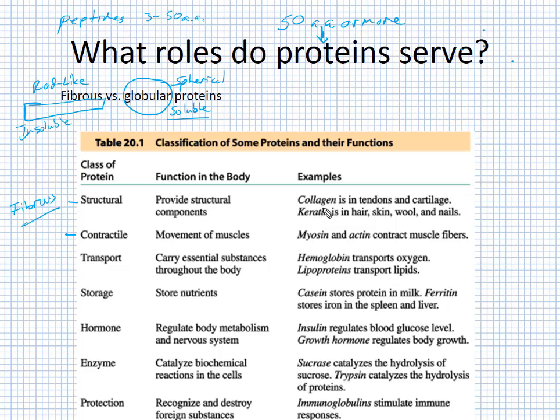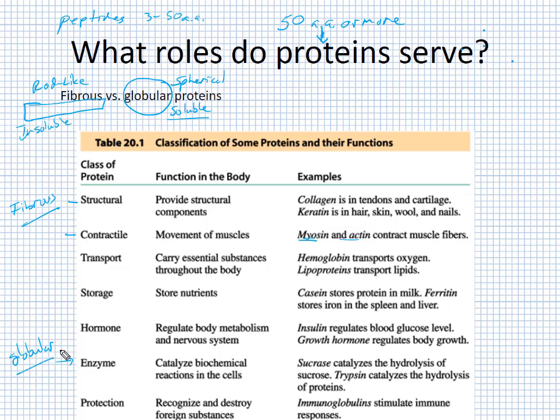Okay. So collagen and tendons, cartilage, keratin. You don't want wool, the sheep's hair, to dissolve when it rains, right? Or that would be really bad for your sweaters too. For contractile movement, muscles, myosin, actin fibers, right? These are also fibrous. The rest of these tend to be more or less globular, especially enzymes tend to be globular.